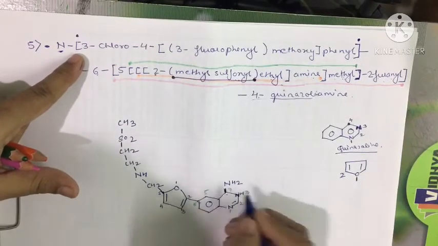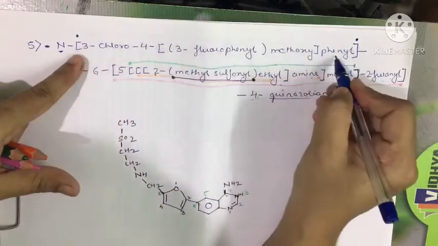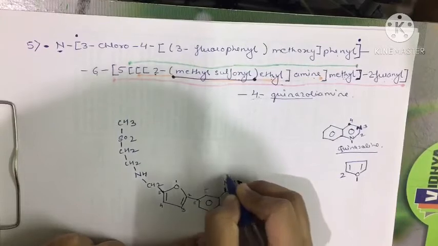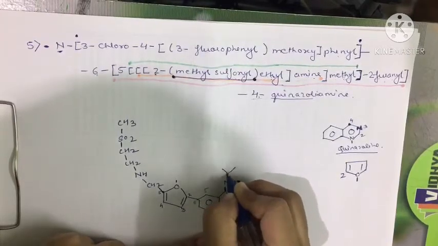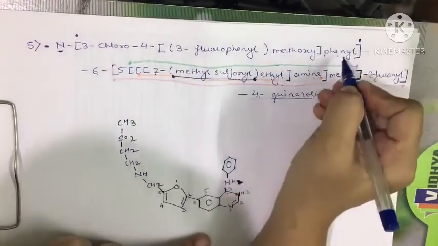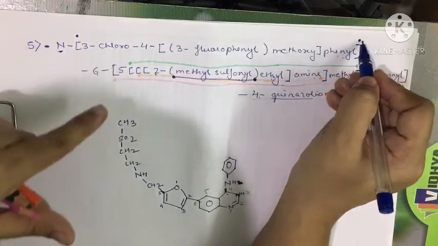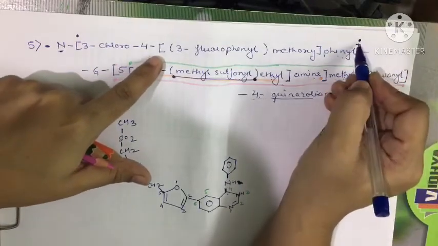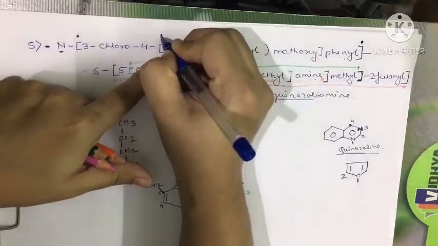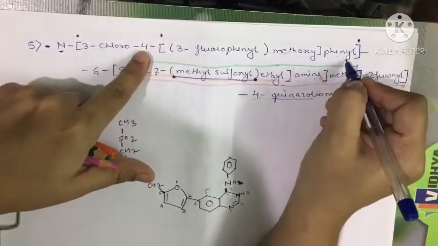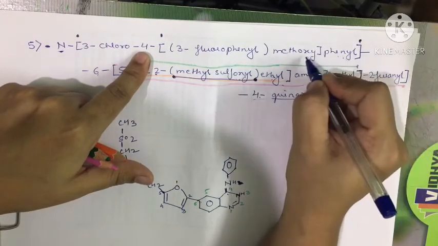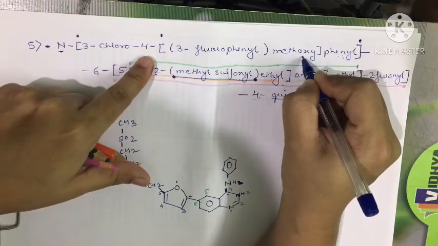So let us see, at the end part there is a phenyl group attached, so we will replace this hydrogen with a phenyl group. So we have a phenyl group here. Now this phenyl, the square bracket stands from here and ends here, and it starts from here. So 4th position, phenyl is attached to the methoxy group at 4th position.